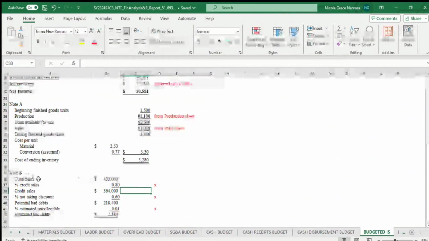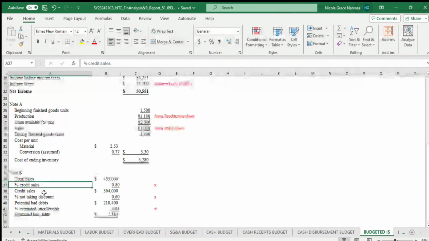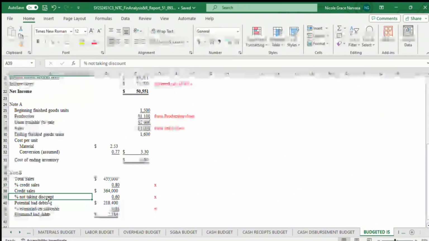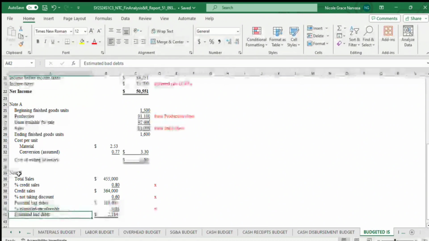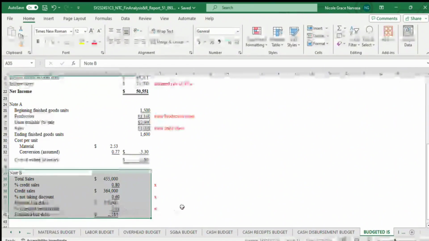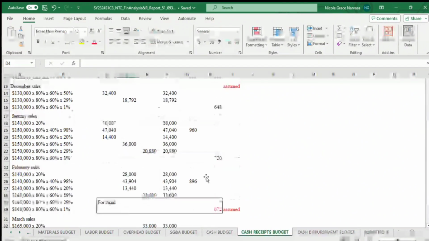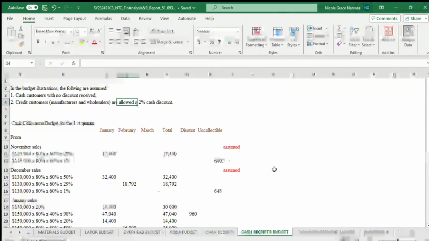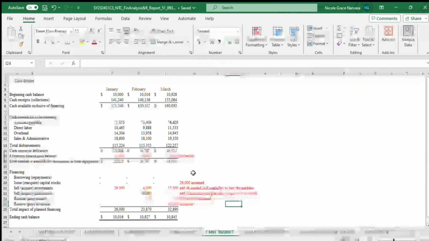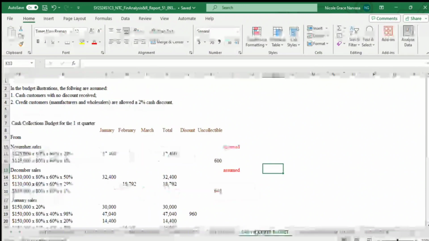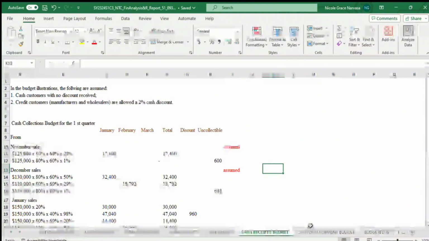And note B is the total sales, credit sales, not taking discount, potential bad debts, estimated uncollectible, and estimated bad debts. Actually it is on the cash receipts budget, but we didn't tackle it more since this is under the cash budget. To get all of the details in the cash budget, you needed to first compute the cash receipts, cash disbursement, cash accounts receivable, and cash accounts payable.